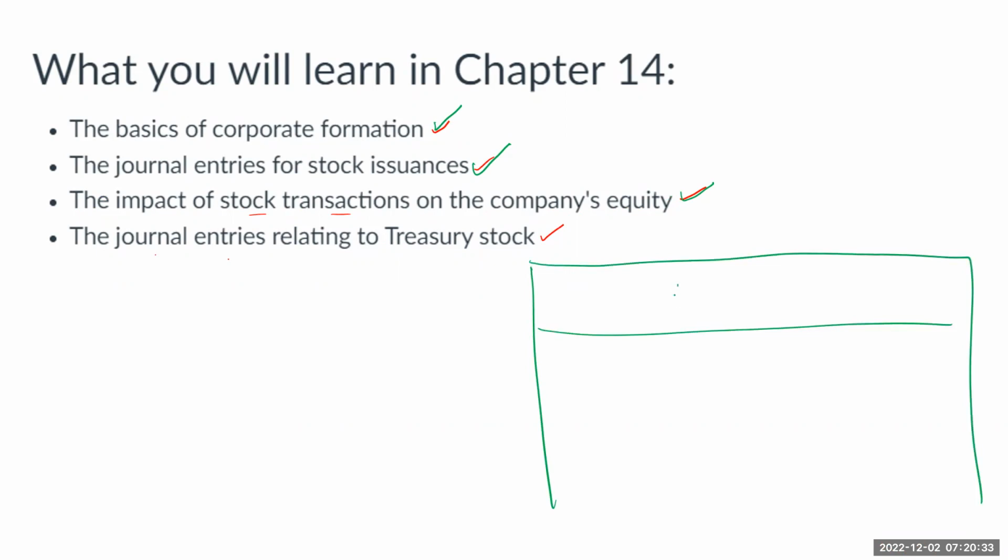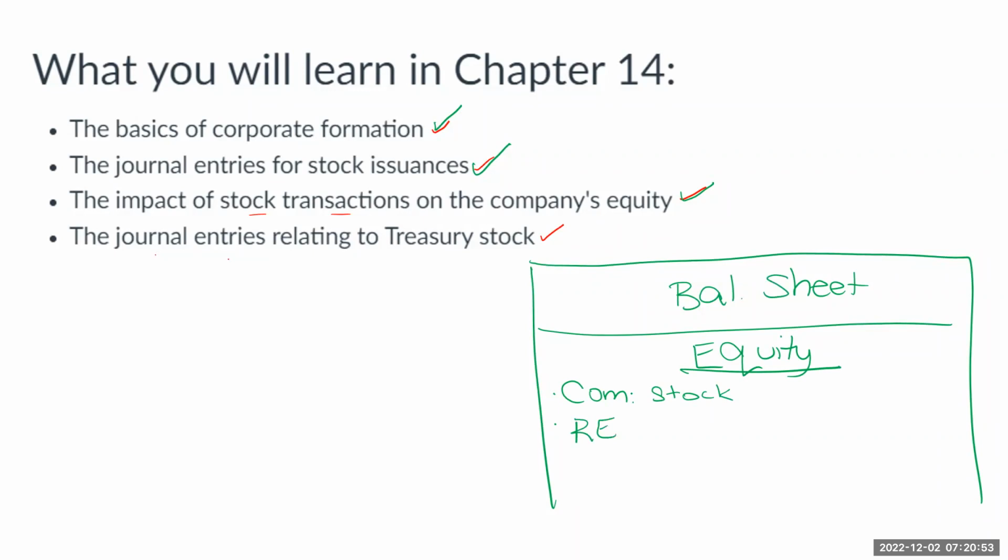Remember, equity appears on the balance sheet. I don't know if you remember, it's been a while, but before, the two categories that we had under equity were common stock and retained earnings. Do you guys remember that? It's been so long. Now we are going to expand that because now we've learned a company could have common stock or they could have preferred stock. So now we're going to change this from common stock to what's called paid in capital.